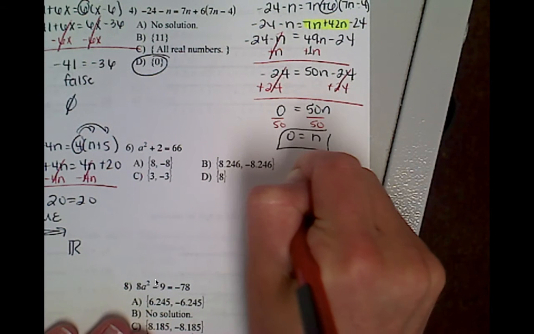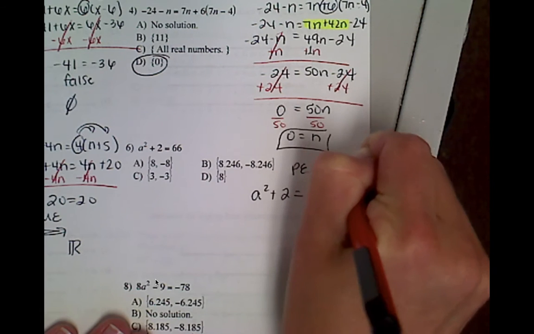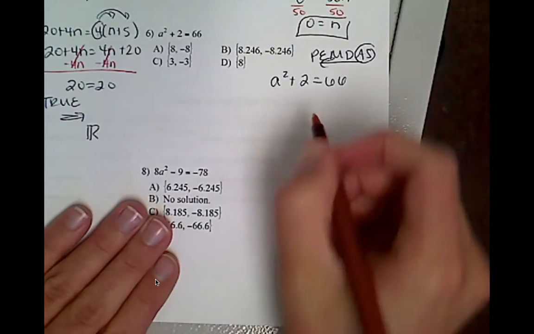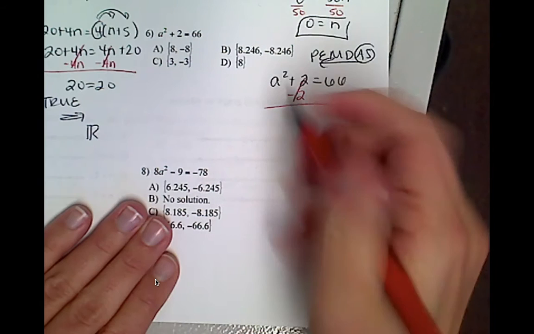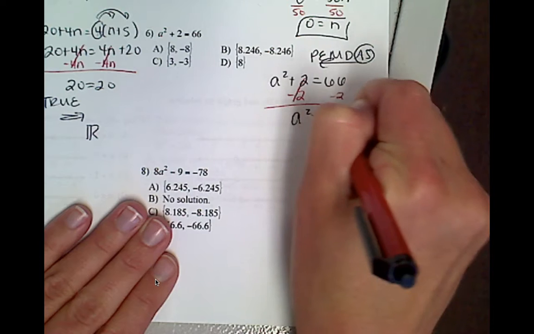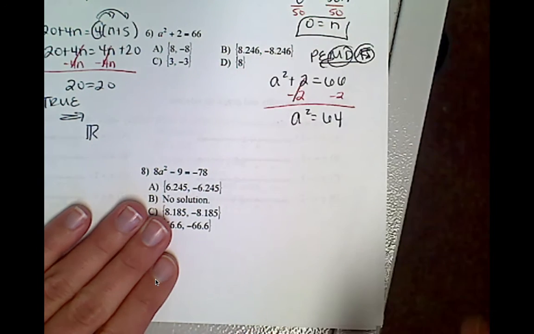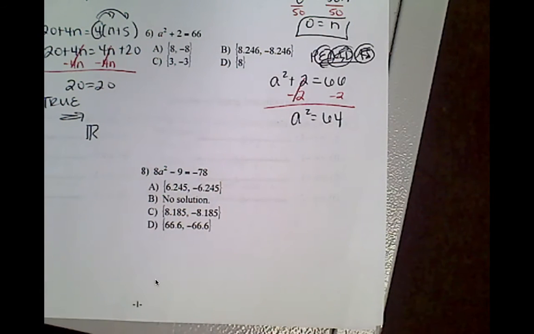Okay, the next one, I'm going to remind you, we got a squared plus 2 equals 66. We're still doing PEMDAS backwards. We're going to take care of addition and subtraction first. So I see that that is a positive 2, or a plus 2, being added. So to undo that plus, I'm going to subtract 2 from both sides. These cancel, or add up to 0, and you're left with a squared equals 64. So addition and subtraction is taken care of. There's nothing multiplying or dividing the a, so that's taken care of. And now we need to take care of the exponent.